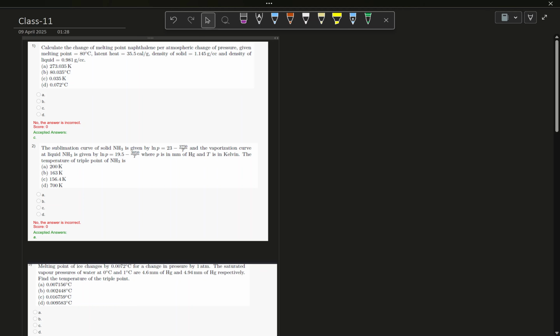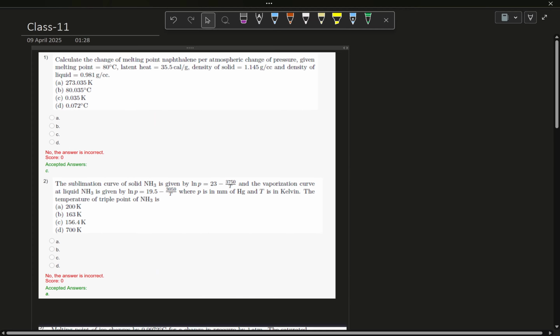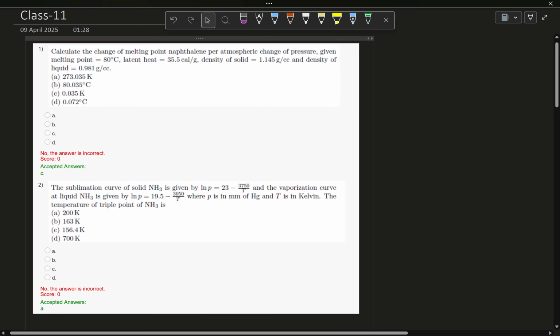So let us begin. The first question is, calculate the change of melting point. I hope you can see the question properly. Calculate the change of melting point of naphthalene per atmosphere change of pressure, given the melting point is 80 degrees centigrade and the latent heat is mentioned in calorie per gram units, and the density of the solid is in gram per cc and the density of the liquid is also given in gram per cc.